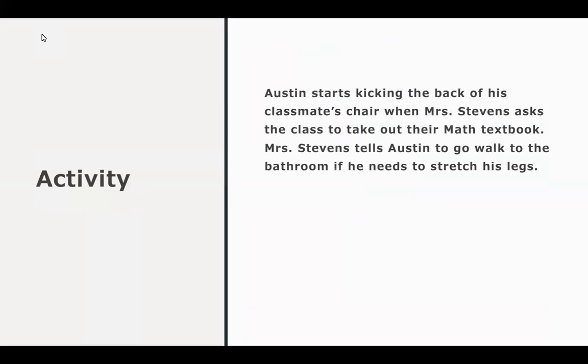So let's go ahead and work through this activity together. The situation is, we have our student Austin. He starts kicking the back of his classmate's chair when Mrs. Stevens asks the class to take out their math textbook. Mrs. Stevens tells Austin to go walk to the bathroom if he needs to stretch his legs.